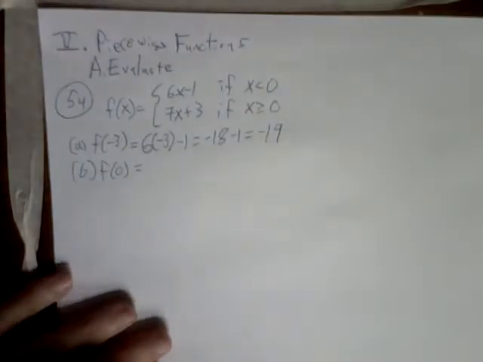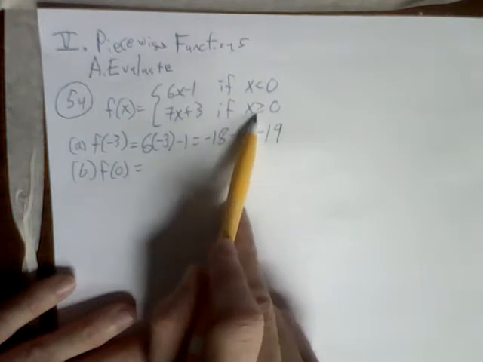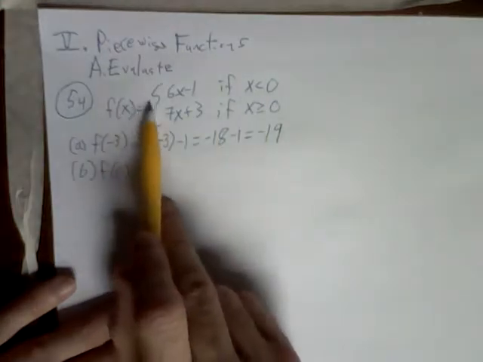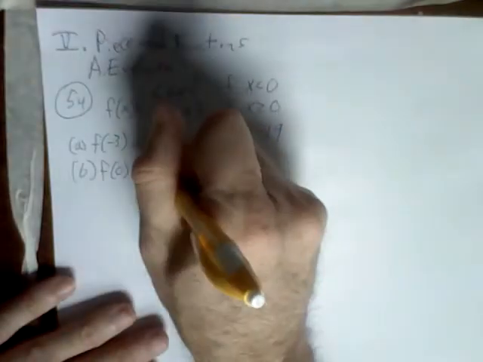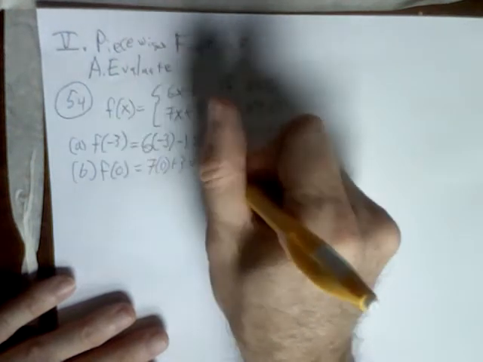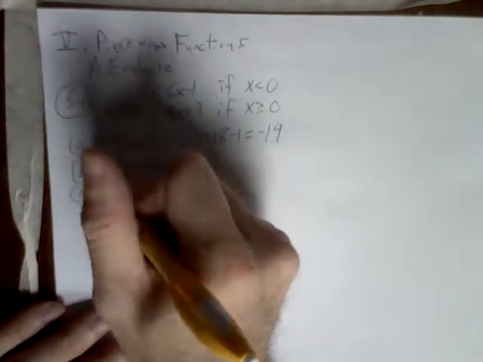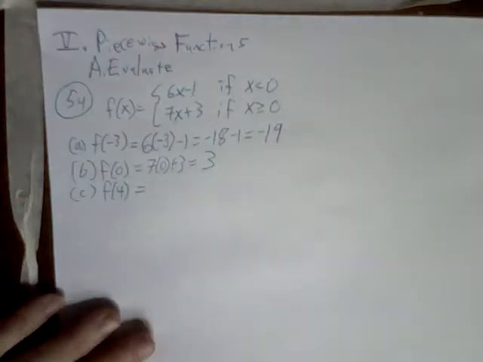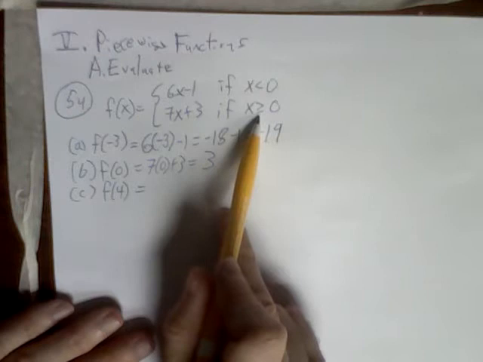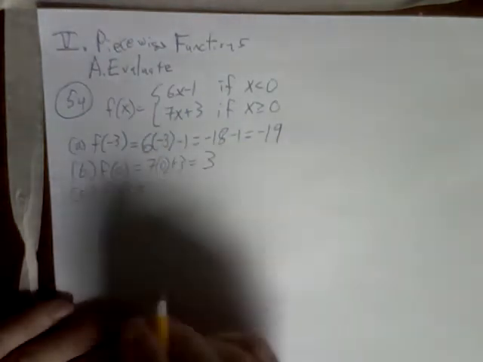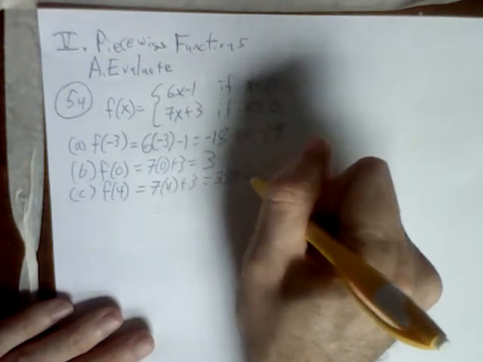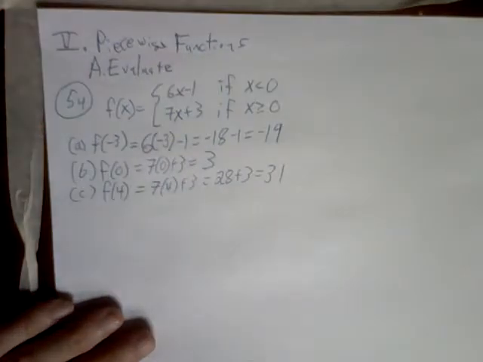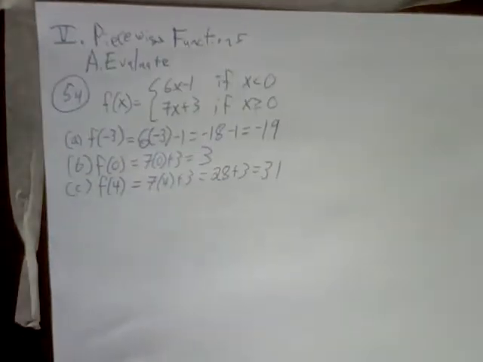Okay, then I only want f of 0, so 0 is not less than 0, but 0 is greater than or equal to 0. So we're actually in this part of the function, so I got to plug 0 into 7x plus 3. Okay. Finally, 4. 4 is greater than or equal to 0, so it's in the second piece of the function. So it would be 7 times 4 plus 3 is 28 plus 3 is 31. Okay. So once you get the hang of that, that's not so bad.